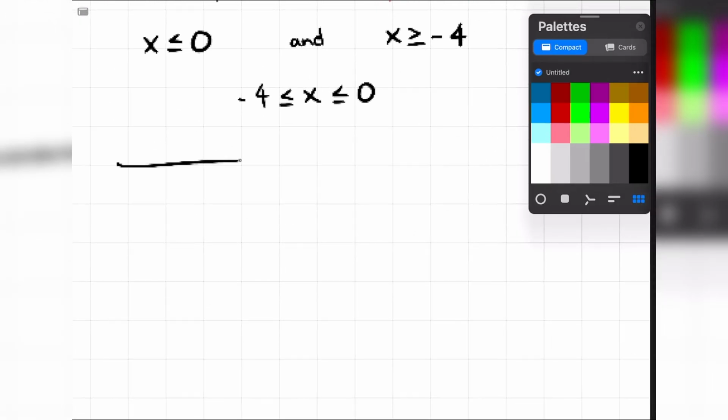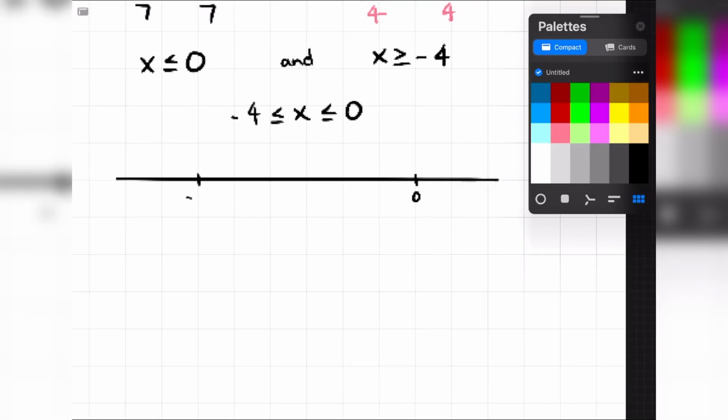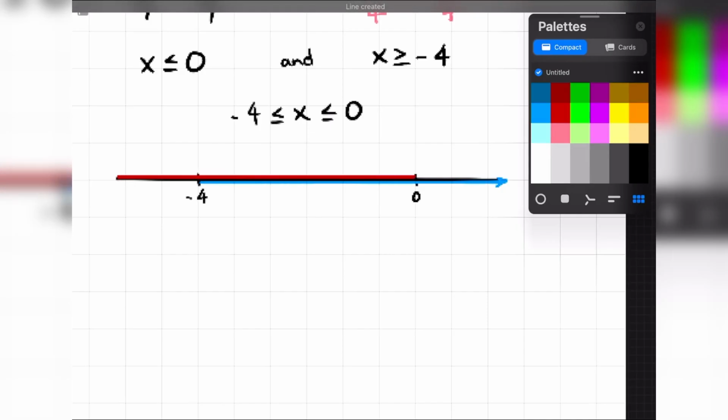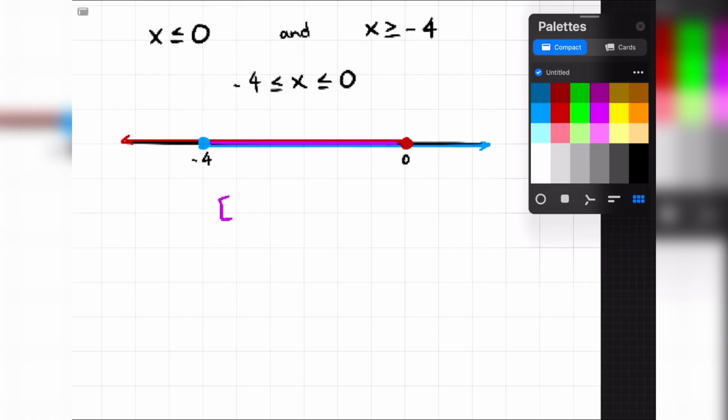Now we want to graph it. So we're going to have 0 over here and negative 4 over here. X is greater than or equal to negative 4, and then x is less than or equal to 0. So you have both your directions, both circles are filled in, and you need the part that satisfies both. Luckily, we know it's the purple that satisfies both, right? So the solution is going to be bracket negative 4, comma, 0, bracket is your answer.